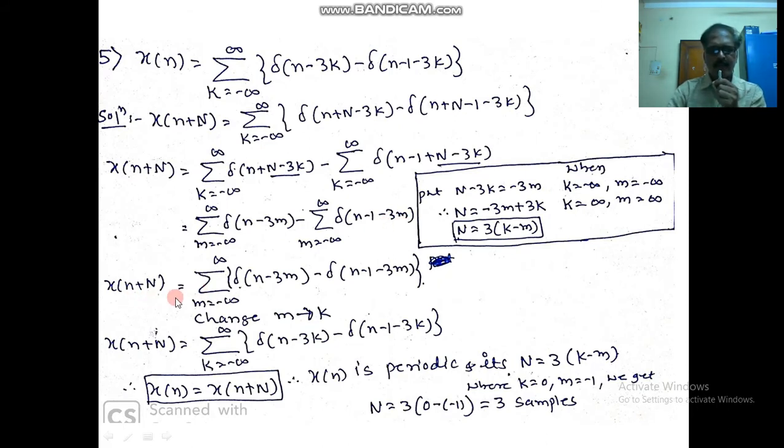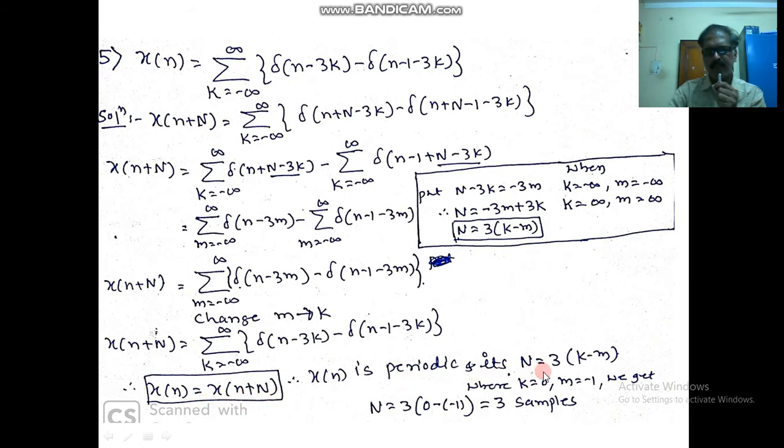x of n plus capital N equals, taking sigma m equal to minus infinity to plus infinity as common, the remaining term is delta of n minus 3m minus delta of n minus 1 minus 3m. Now simply I am changing the variable m to k. Therefore delta of n plus capital N equals, changing m to k, k equals minus infinity to plus infinity. Now comparing the equation x of n plus capital N with x of n, both are equal. Therefore x of n equals x of n plus capital N. Therefore x of n is periodic.